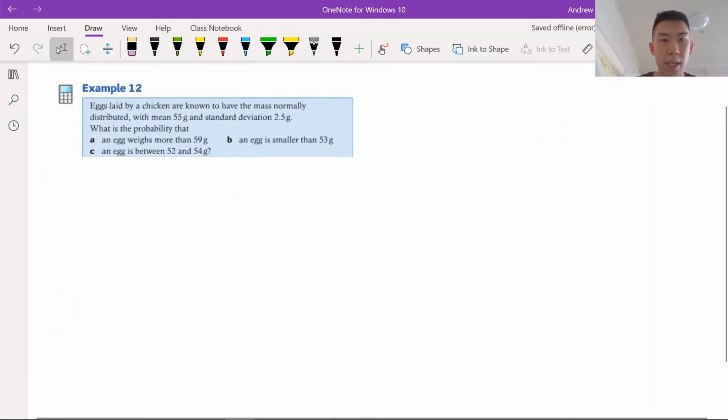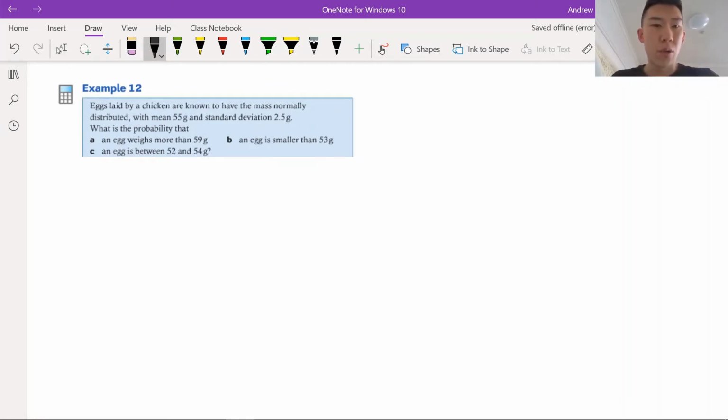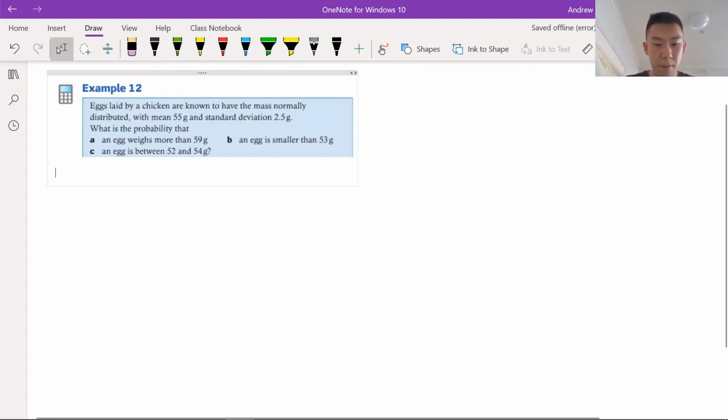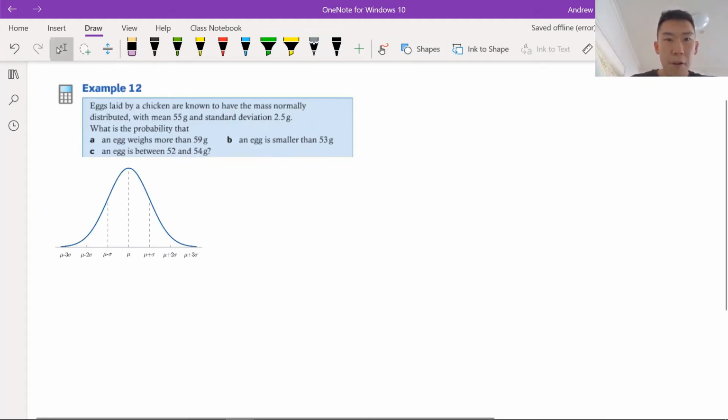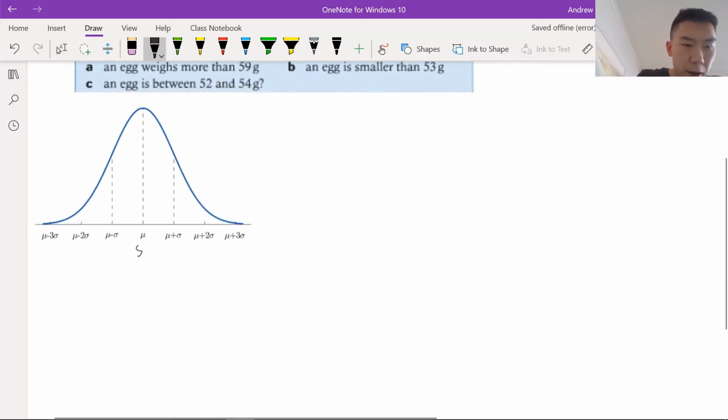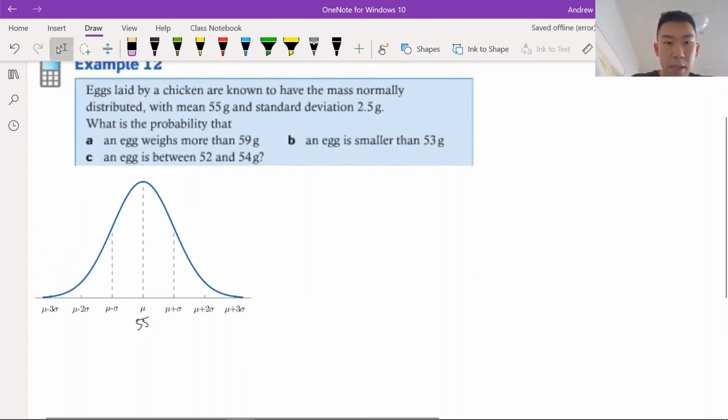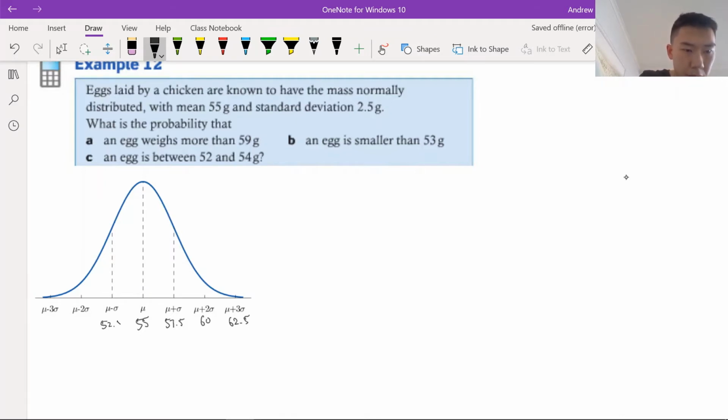Alright, now here's more of a contextual example. Eggs laid by a chicken are known to have the mass normally distributed. So we have a bell curve with a mean of 55 grams and standard deviation 2.5 grams. Okay, so let's label that. If our mean is 55 and our standard deviation is 2.5, that means this one would be 57.5, and this one 60, 62 and a half. And let's do the same for the other direction: 52.5, 50, 47 and a half.